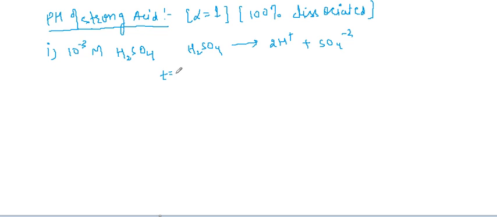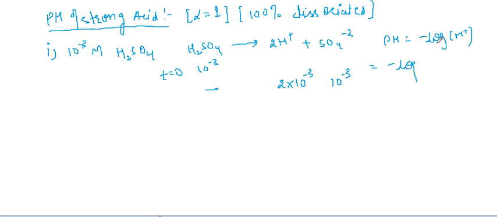So at t equals 0, we have 10 to the power minus 3 concentration. When the reaction is completed, the acid becomes 0, H plus becomes 2 into 10 to the power minus 3, and SO4 minus 2 becomes 10 to the power minus 3. So pH comes out to be minus log of H plus. What is the H plus concentration here? Here we have to take gamma as 1 when it is a dilute solution.